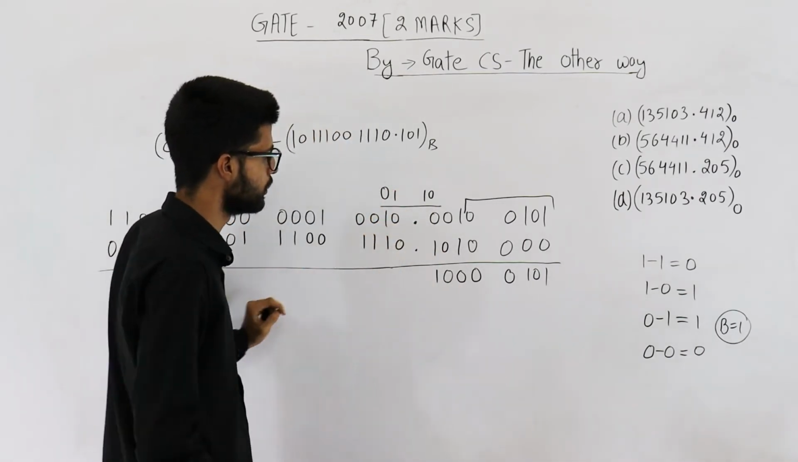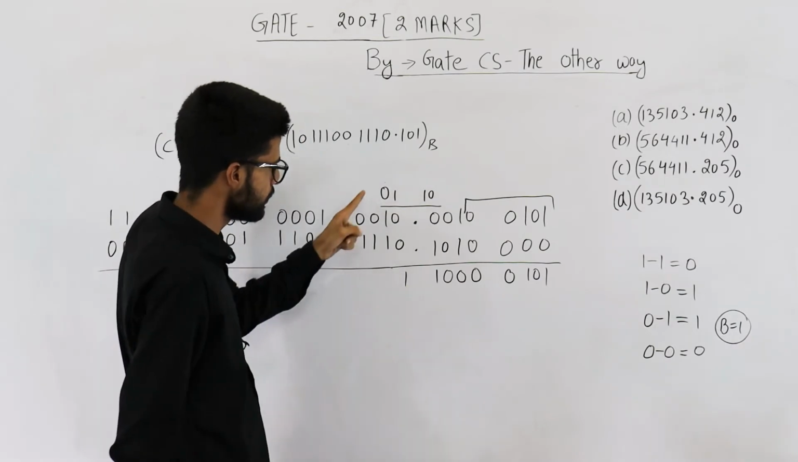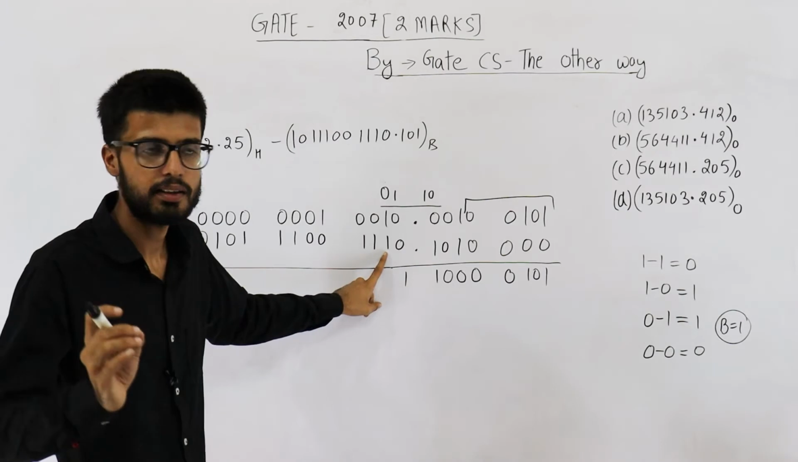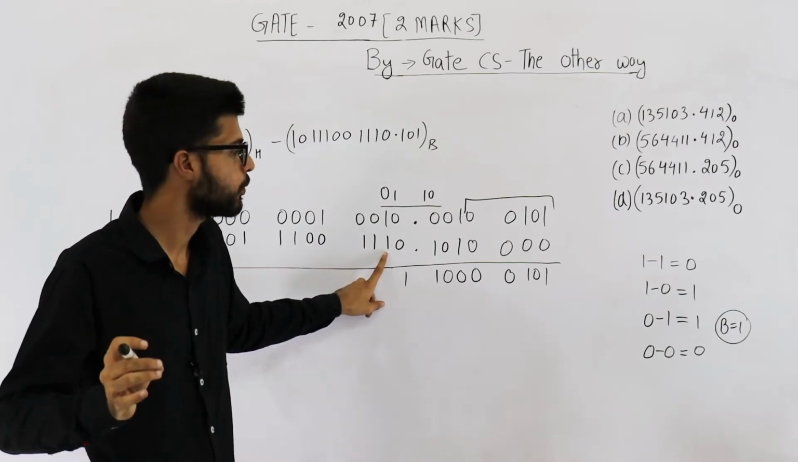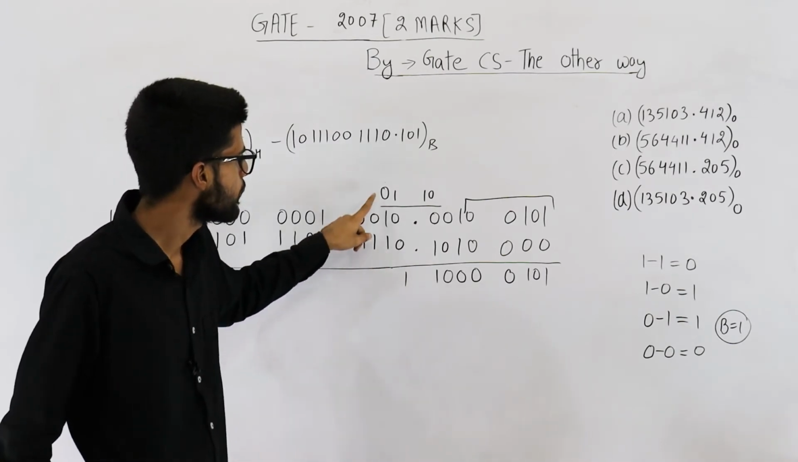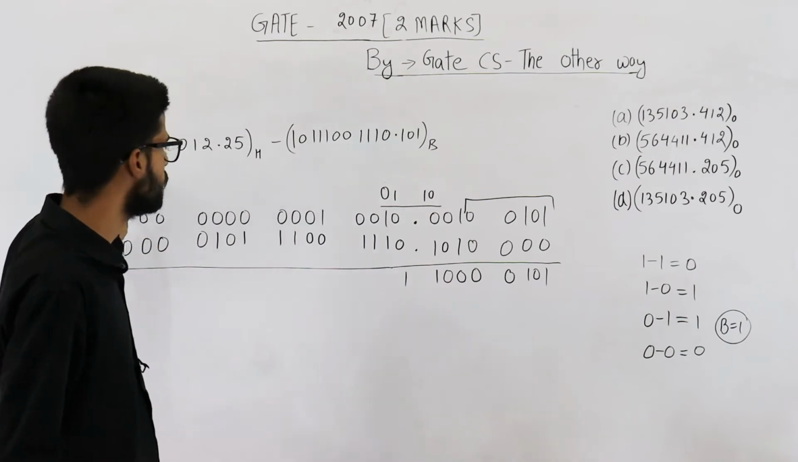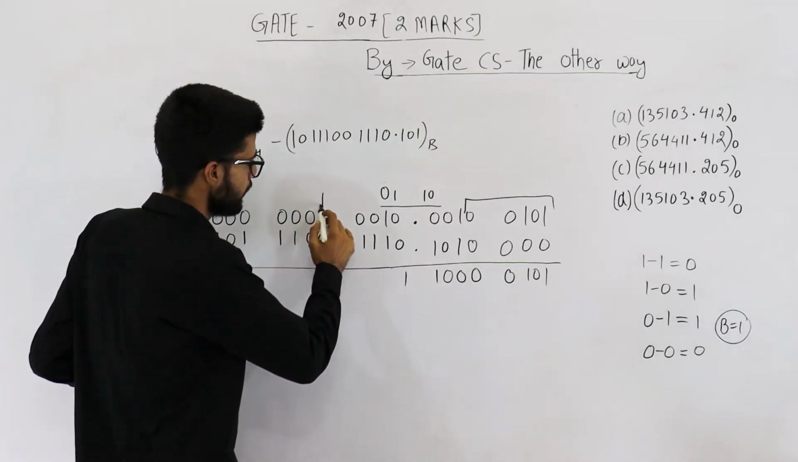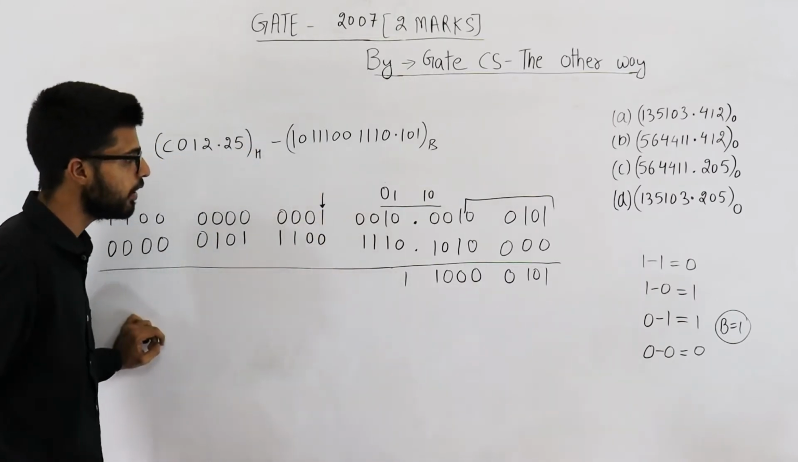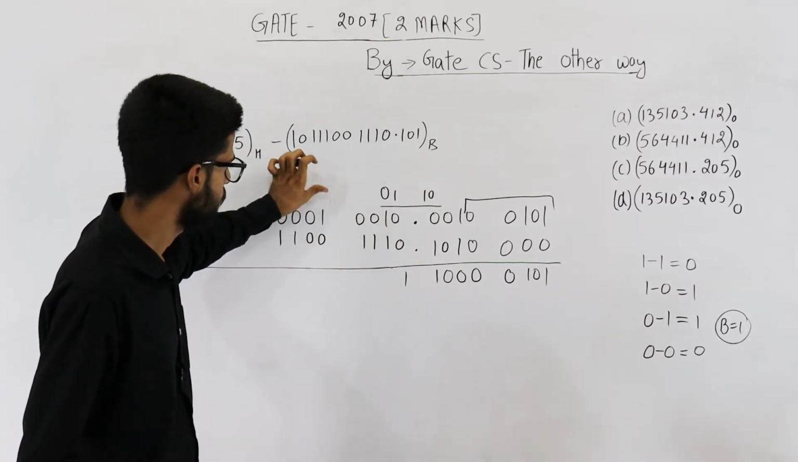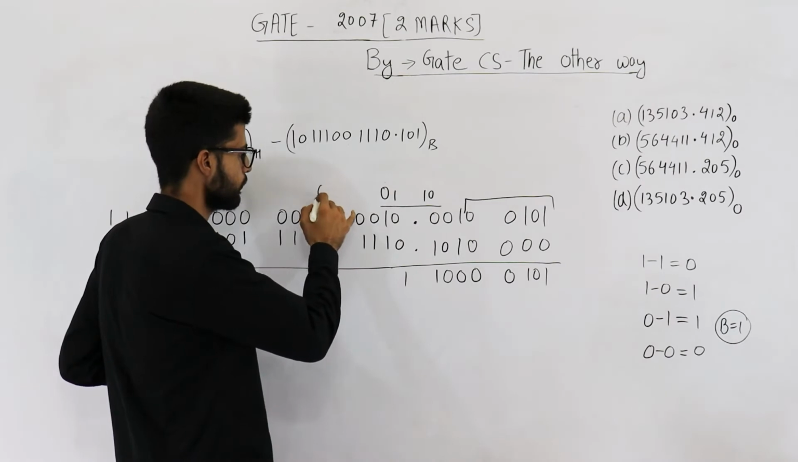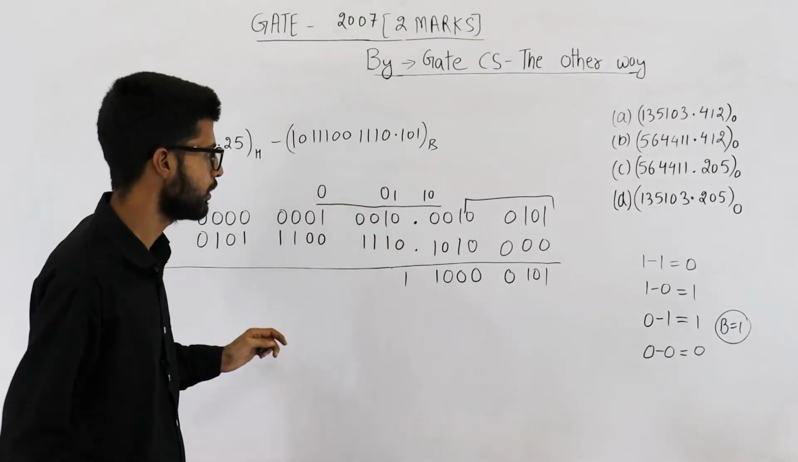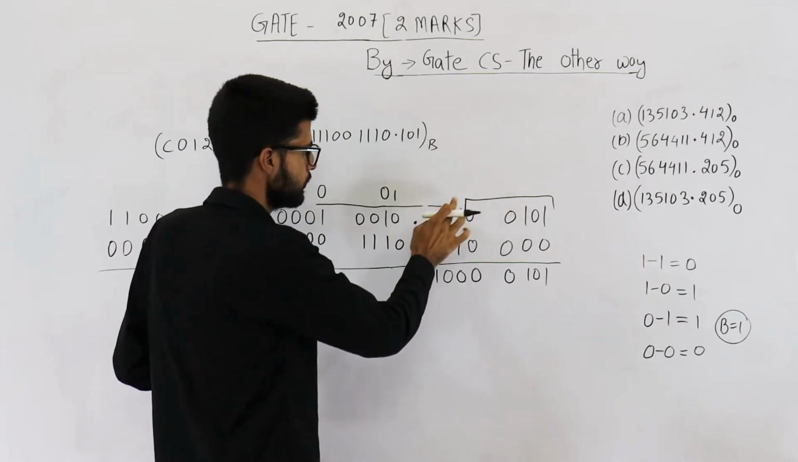1 minus 0 is 1. 0 minus 1. This is, again, we need a borrow here. This is not possible without a borrow. Okay, so let us take a borrow from here. See, that means the borrow will be taken from this bit. If it gives a borrow, you will be left with zero. Okay. This bit becomes zero. Now we have solved till here. Let us just erase these.